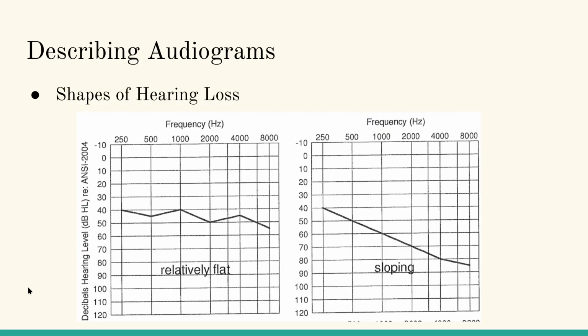Sloping, we have a greater than 20 dB octave change going from 50 at 500 to 60 at 1000. That's only a 10 dB change. 60 at 1000 to 70 at 2000, it's only a 10 dB change. 2000 is 70, and then 4000 is 80, only a 10 dB change. So this is not greater than 20 dB per octave, like it says, but this would still be called a sloping audiogram.